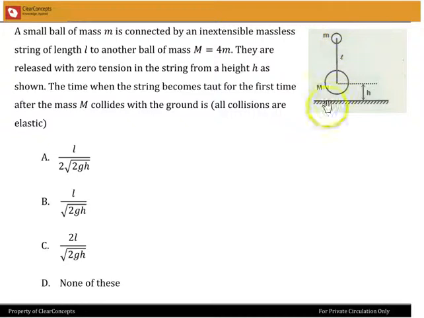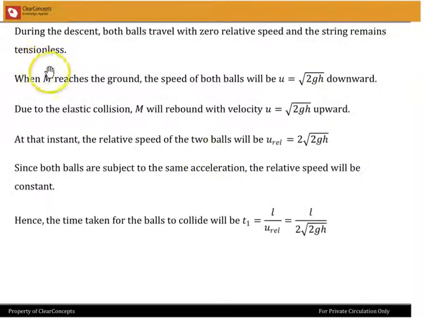So this is the diagram. The larger ball is lower than the smaller ball, and they are released. The tension in the string initially is 0. The bigger ball drops from a height small h. While they are both descending, both balls will be traveling with zero relative speed because they're released with zero speed, and they're both under the acceleration due to gravity. So the relative velocity between them is 0, and so the string will remain tensionless.